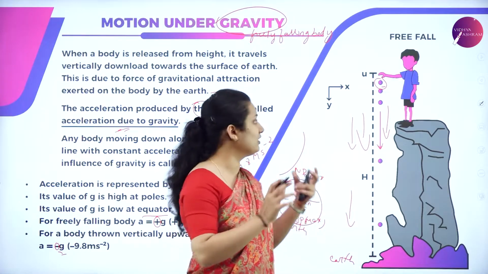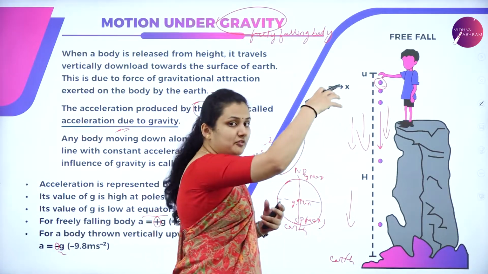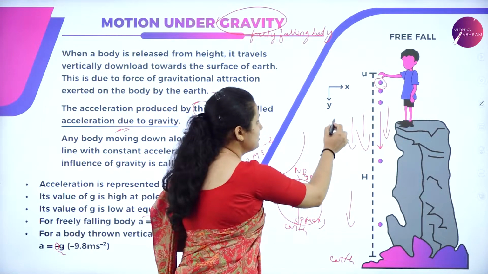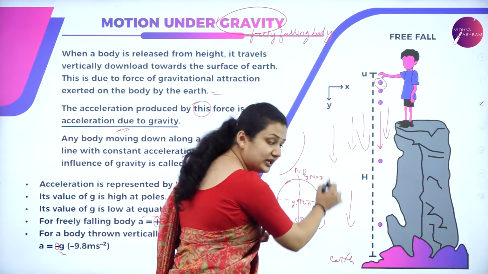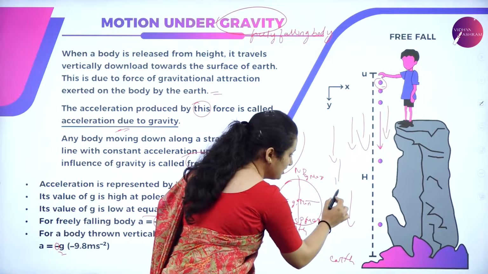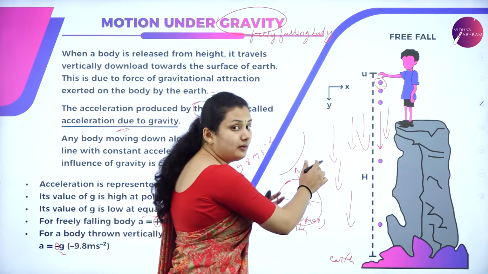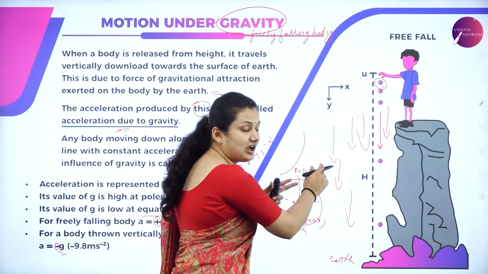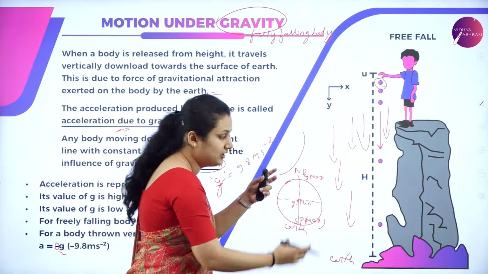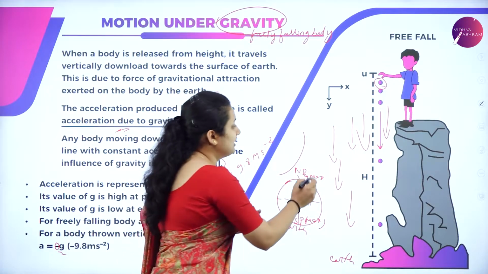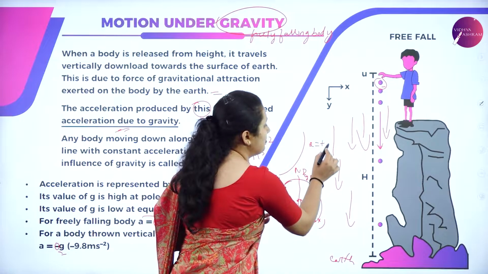For a freely falling body, a ball is dropped from a tower or a building. So it is moving in this direction. Gravitation of the earth is pulling the object, so gravity is also acting in this direction. So the direction of the ball is along the direction of gravity. The ball is moving downward, gravity is also acting downward. That means a is equal to plus g.